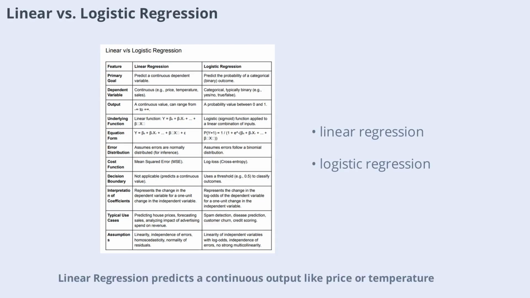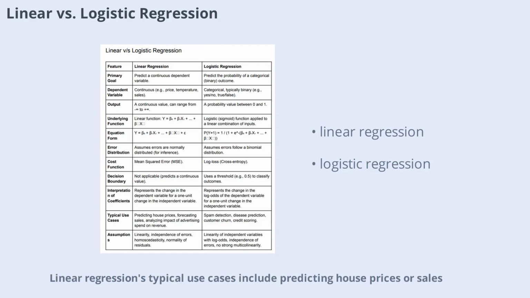Linear regression predicts a continuous output like price or temperature. Logistic regression predicts the probability of a categorical outcome, such as yes, no, or true, false. Linear regression's output can range from negative to positive infinity. Logistic regression's output is constrained to a probability between 0 and 1. Linear regression is evaluated using mean-squared error (MSE). Logistic regression uses log-loss or cross-entropy to measure its performance.